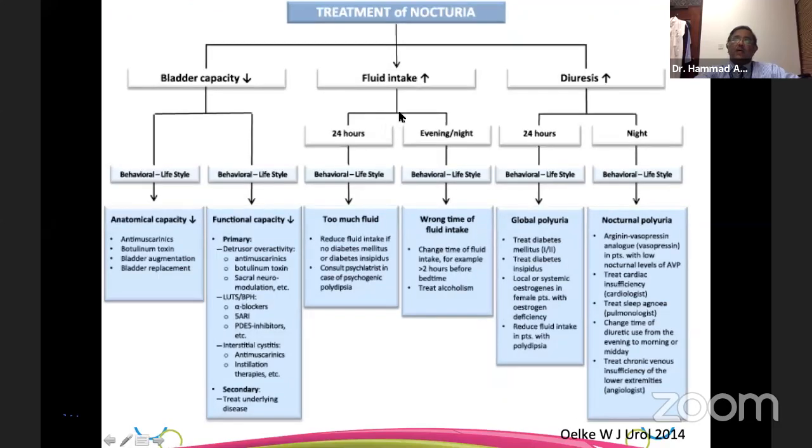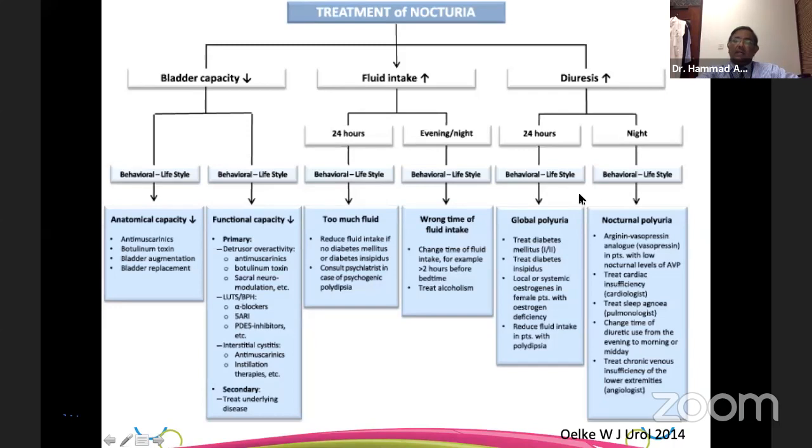So again, how would you treat this? You obviously treat them by the cause. If you have decreased bladder capacity, you would see whether lifestyle changes, behavioral modification, ability to hold urine, and decreasing the fluid intake at night may help. If it doesn't, and it is because of diuresis in the night, you need to make sure that they don't have diabetes. Both diabetes insipidus and diabetes mellitus can result in nocturnal polyuria.